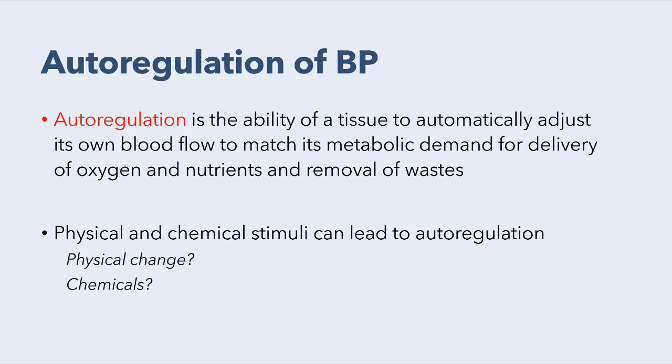Chemical stimuli that can lead to autoregulation include nitric oxide, or NO. NO is known as a vasodilator, and it can be secreted in local areas to cause the vasodilation of the vessels in that area and increase blood flow to the desired tissue to deliver more oxygen and remove waste. So certain tissues can do this. They can regulate their own blood flow, and this is, of course, all locally. The changes are not happening systemically.